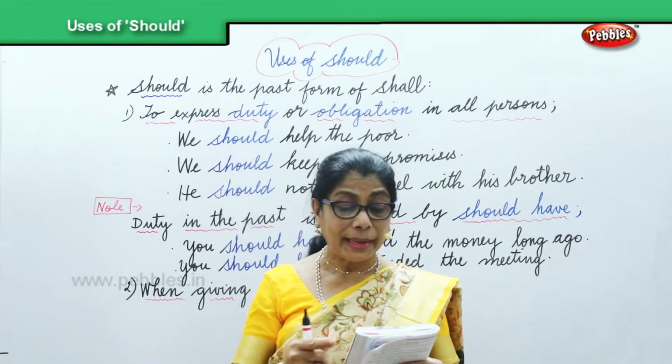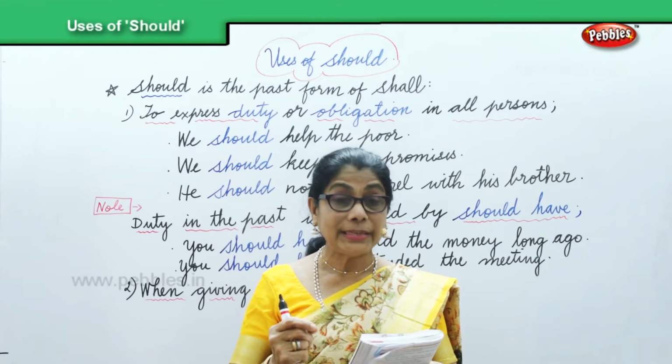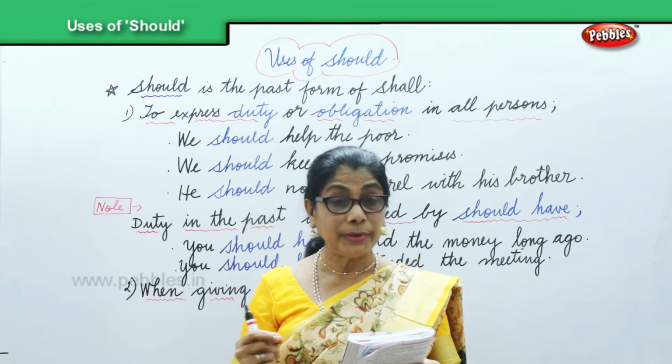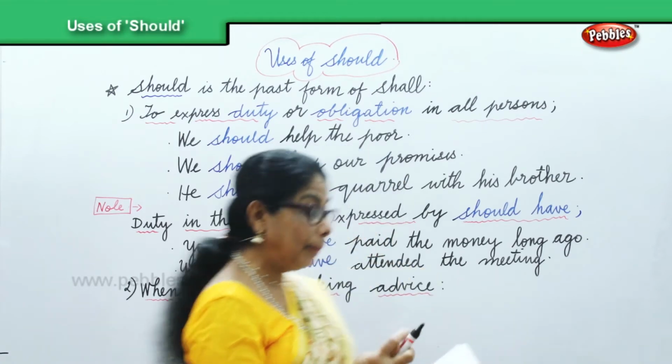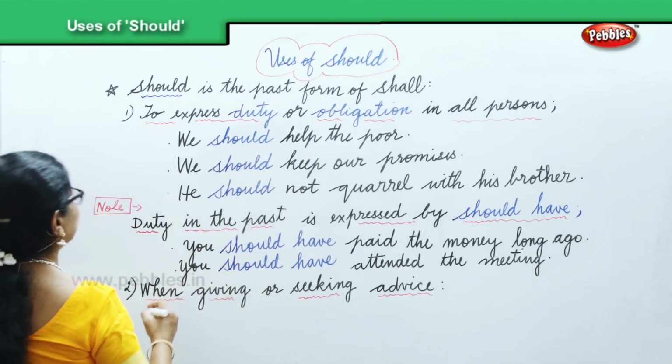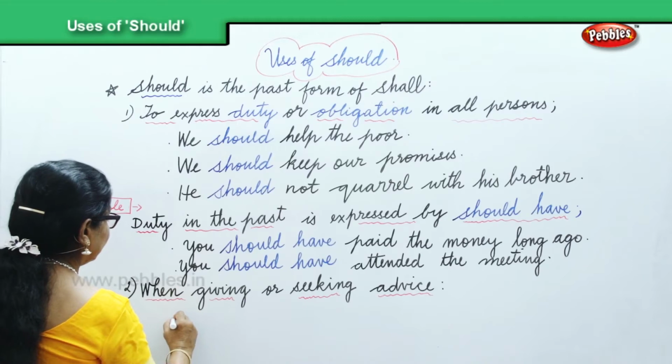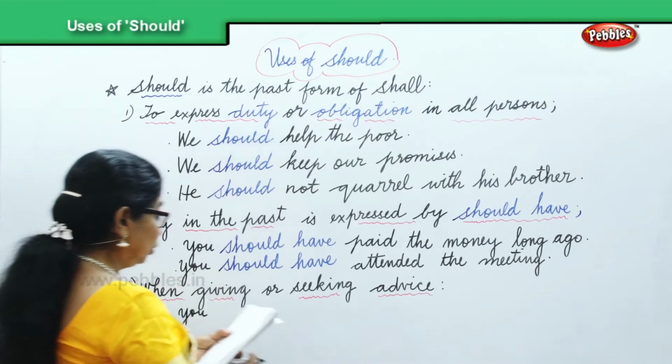Now look at the couple of sentences we have here for you. You shouldn't make fun of the disabled. You shouldn't. That means you should not make fun of the disabled.